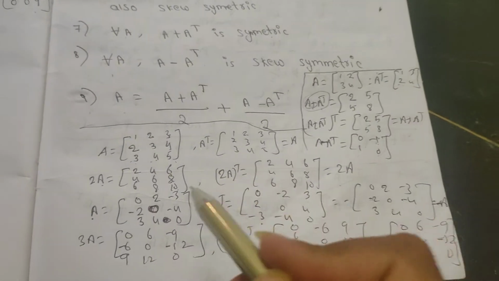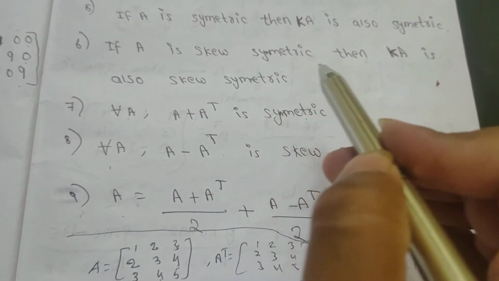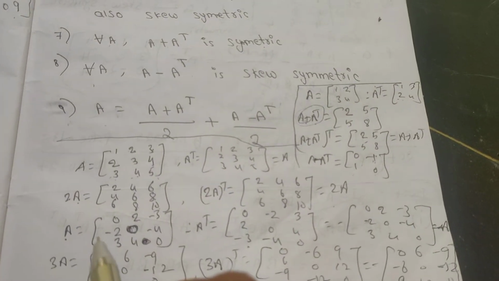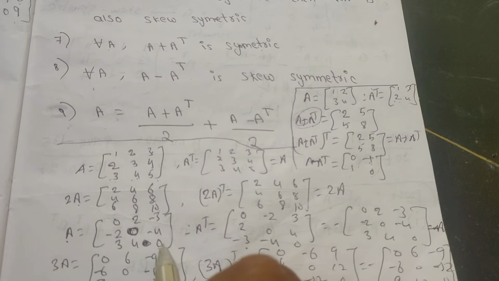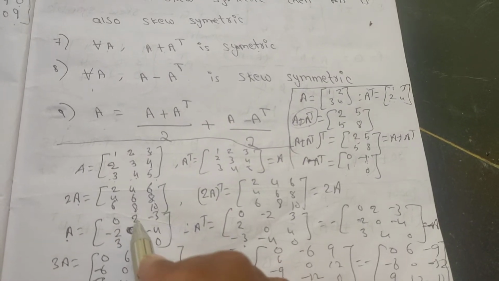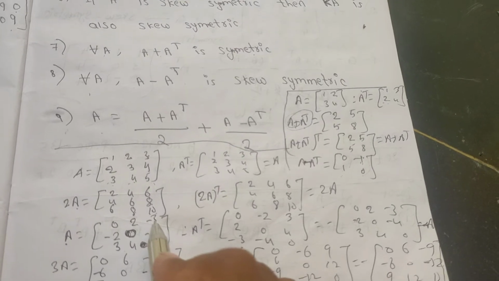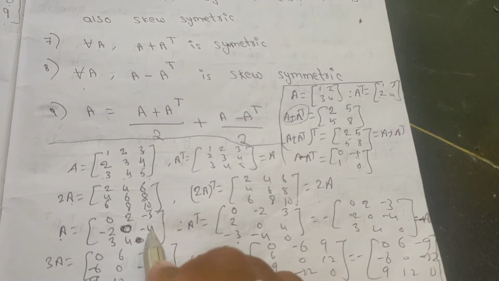Next one. If A is skew symmetric, then kA is also skew symmetric. Okay. So take one example for a skew symmetric matrix. All principal diagonal elements are zeros and these two elements are of same magnitude but opposite sign. These two also same magnitude, opposite sign. These two are same magnitude, opposite sign.